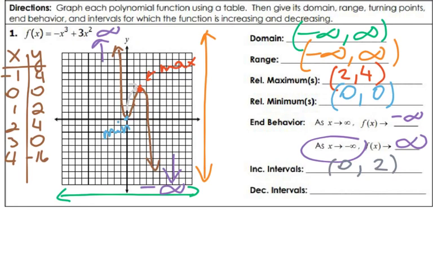And decreasing intervals are here and there, where the function is going down. So the first green arrow goes from negative infinity to 0. And the second part starts exactly at the max, so at 2, and goes to positive infinity.